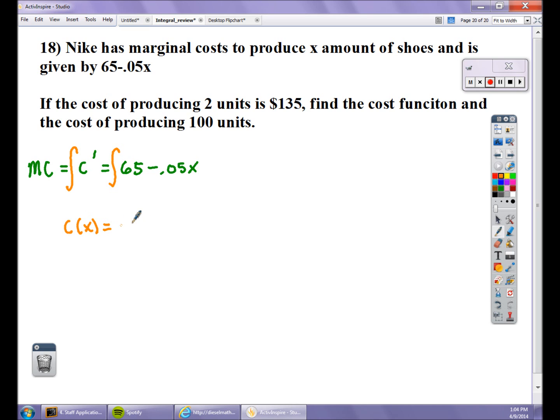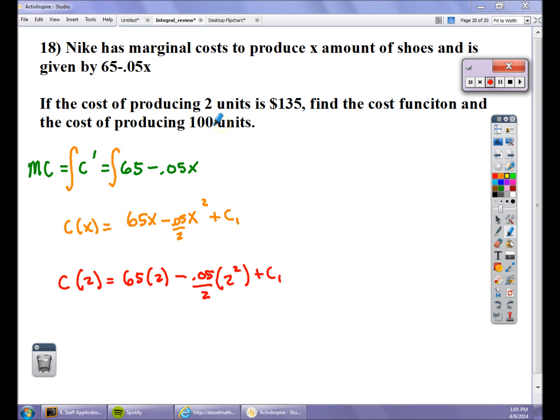Integrating 65, I add a variable. I add a square to the x, and I divide by that square, plus a constant. I now need to find the value of that constant. I do that by substituting in that the cost of producing 2 units is 135. So producing 2 units, C of 2, I put a 2 in everywhere I see x in the orange equation, and work all that out and solve for C1.